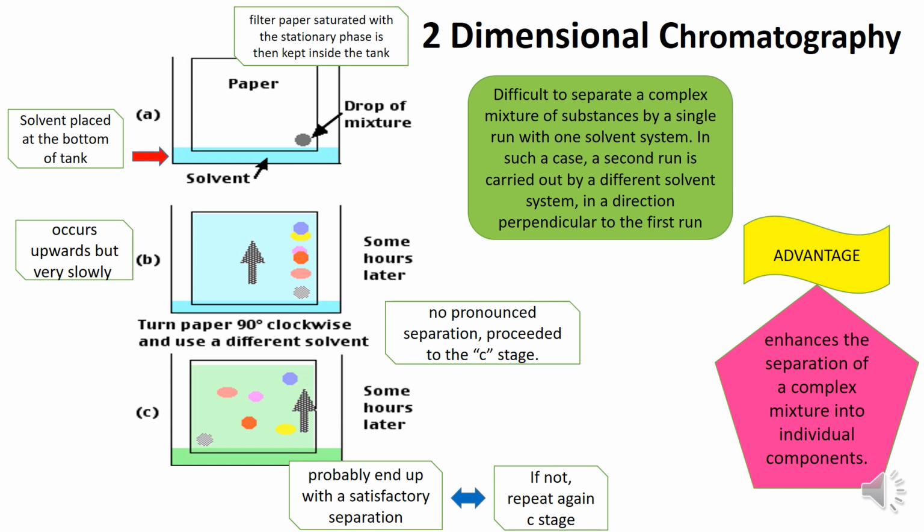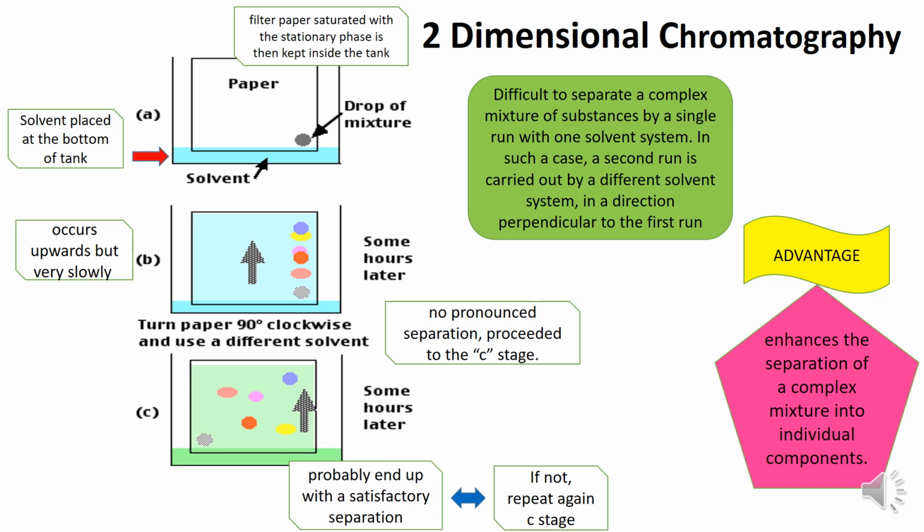Two-dimensional chromatography is used to separate a complex mixture of substances by a single run with one solvent system. In such a case, a second run is carried out with a different solvent system in the direction perpendicular to the first run. The advantage of using two-dimensional chromatography is that it enhances the separation of the complex mixture into individual components.